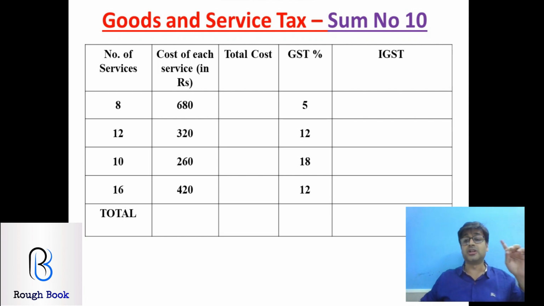You will come back only once you finish the entire sum. Promise? Fine, hit it. So 8 into 680. 8 8s are 64, 8 6s are 48 plus 6, 54. So it should be 5440. Perfect. 12 4s are 48, 12 2s are 24, so 236 plus 2, 38. So 3840. Am I correct?